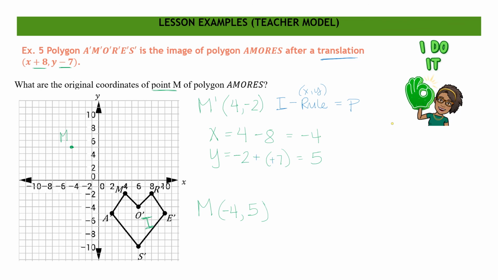Now we want to check to make sure that the rule still works and that this is indeed our point. Our rule told us we're going to the right 8 units, which is already in the right direction because our image is to the right. So 1, 2, 3, 4, 5, 6, 7, 8. So far, so good, 8 units to the right. And then we're supposed to go 7 units down: 1, 2, 3, 4, 5, 6, 7. So indeed, the image point led us back to our pre-image point, which is in fact (-4, 5).